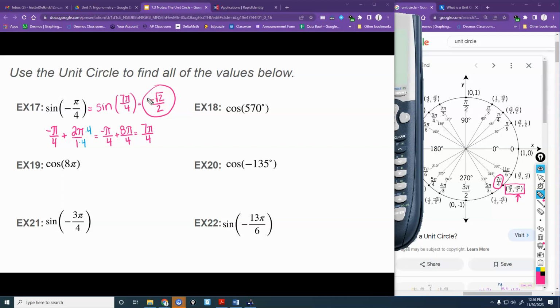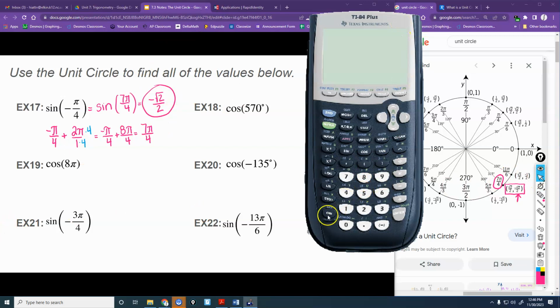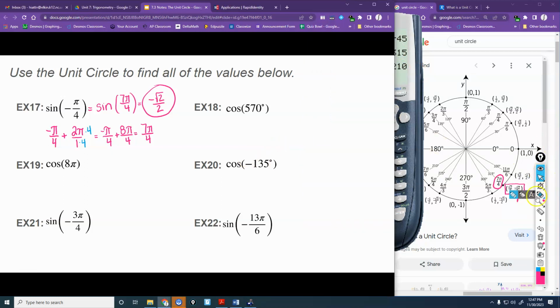Degrees are so much easier because for degrees, you can just subtract 360. So we got 570 minus 360 is going to give us 210. So 210 is on the unit circle. So I can just flip back over here. This is going to be the same as cosine of 210 degrees, which if I look at my unit circle here, 210 degrees is right here on the unit circle.